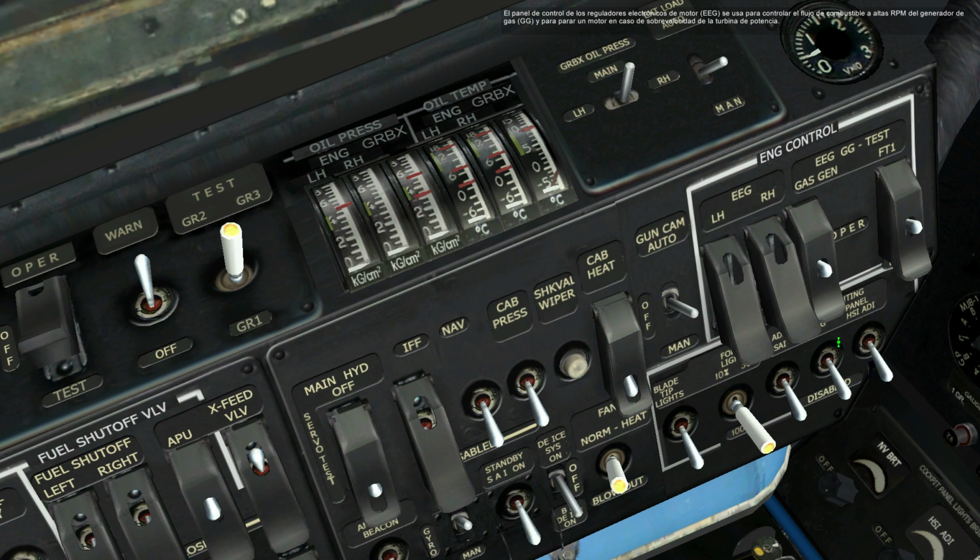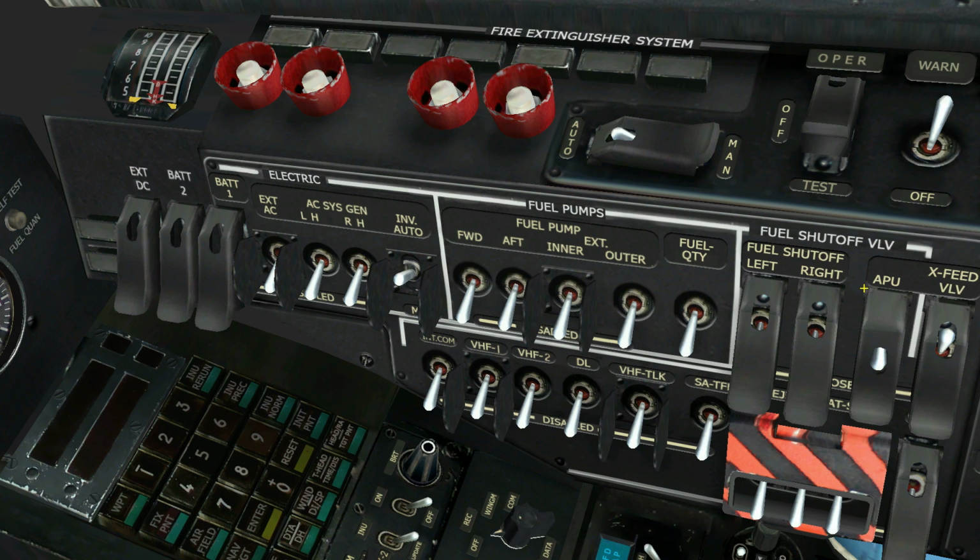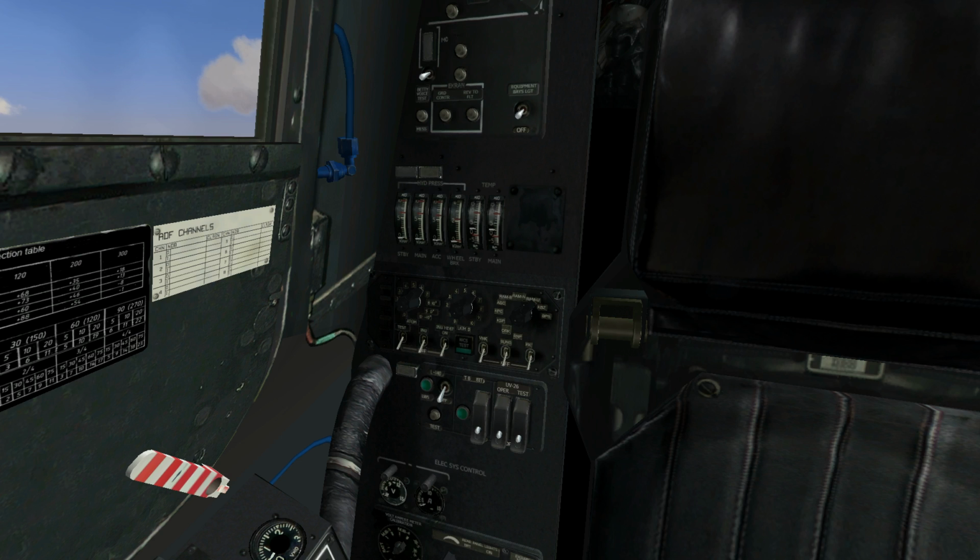The electronic engine governors control panel is used to control the fuel flow at high gas-generator RPM and to shut down an engine in case of power turbine overspeed. The engine power indicator is used to control the engine compressor outlet pressure relative to the red index marker for takeoff B, maximum continuous H, and cruise K.